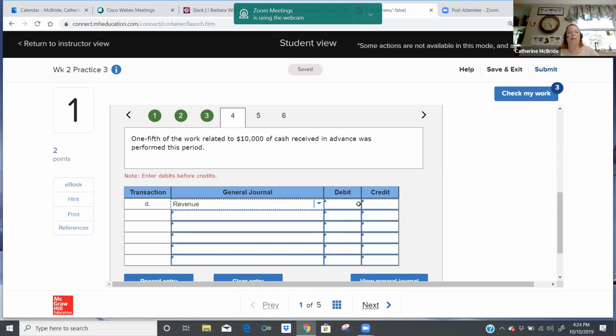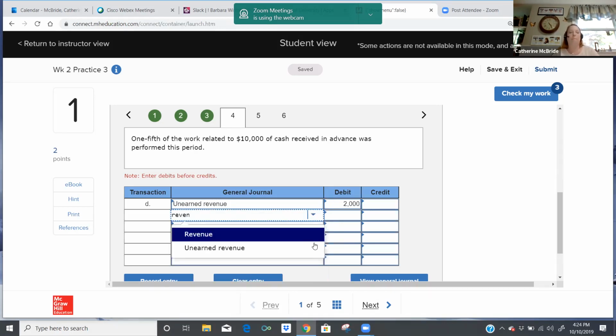So I'm going to record revenue. Let's see, I'm going to reduce unearned revenue. And I'm going to record revenue.